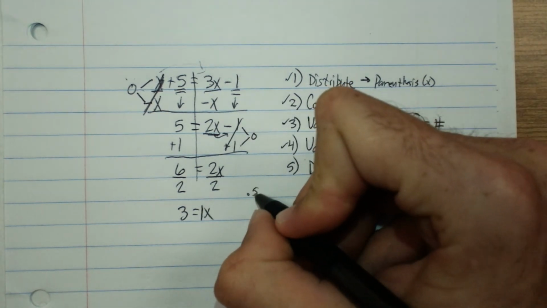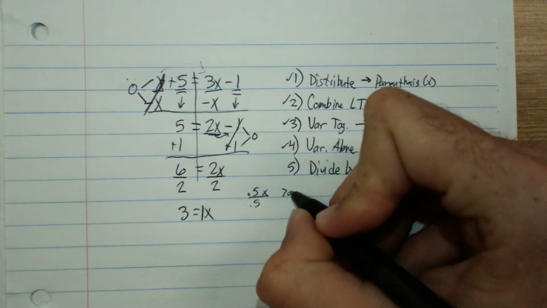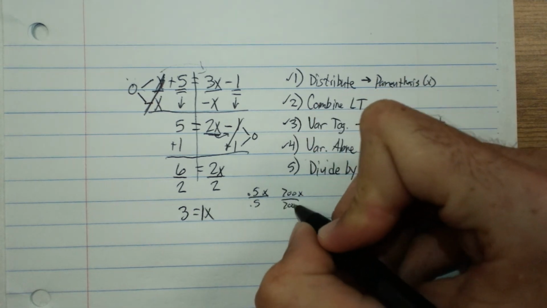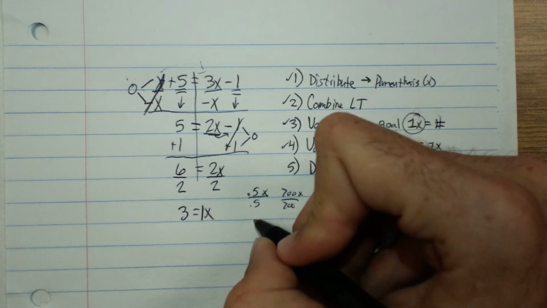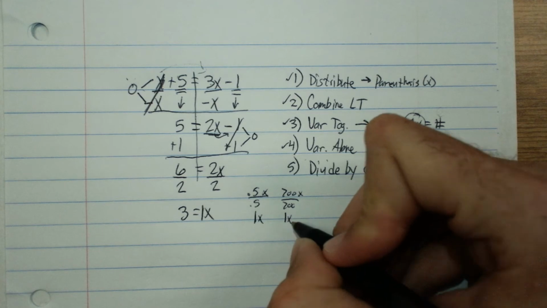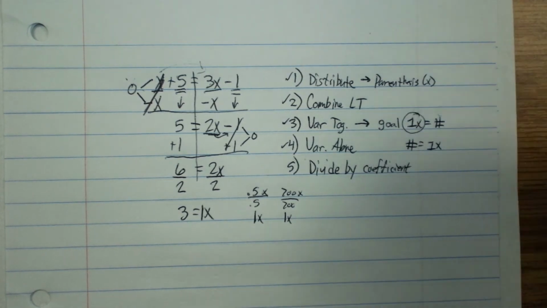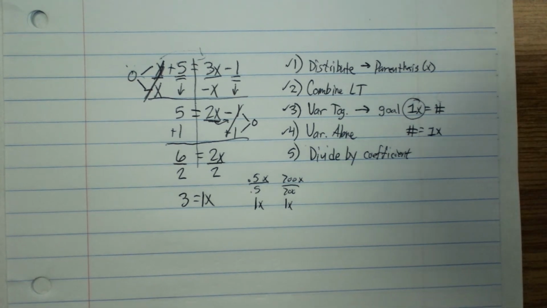Doesn't matter if you have 0.5x, then you divide by 0.5. You have 700x, you divide by 700. Because 0.5 divided by 0.5 is 1, 700 divided by 700 is 1. Okay, you always get that 1x that you're looking for. So make sure you always divide by whatever your coefficient is exactly.